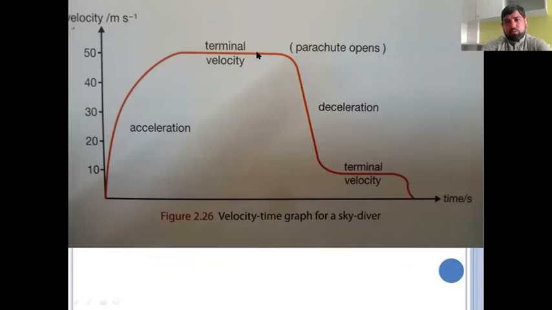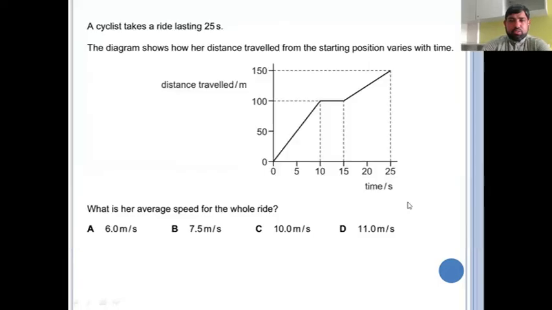This means weight has been countered by the air resistance, so the object is falling at terminal velocity, and then the parachute opens. Once again, the speed decreases drastically, and after some time terminal velocity comes again, and the paratrooper touches the ground.